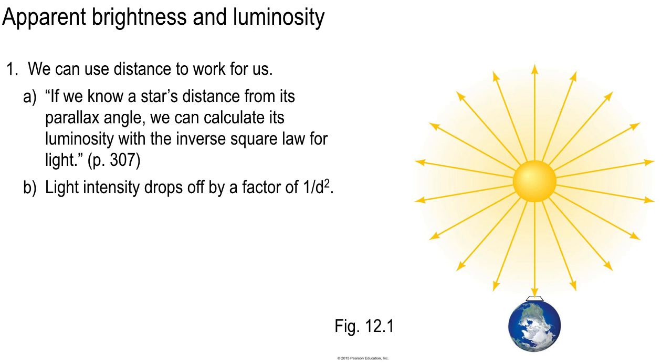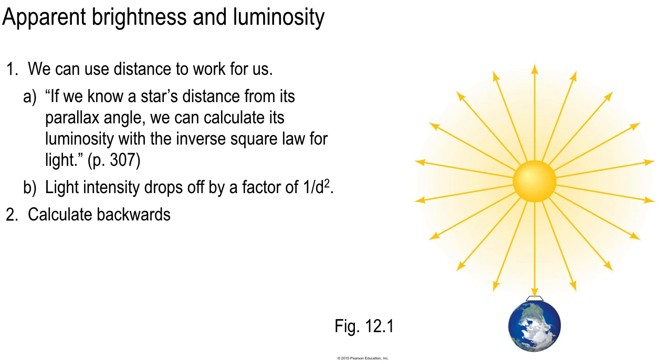So for instance, here's a diagram, figure 12.1. It's not to scale or anything, but here's the sun, and down here is a little portion, I guess that's supposed to be North America. Here's a 1 square meter piece of wood or photodetector facing straight at the sun. And by the time it gets out to Mars, if you do the same thing, it's quite a bit less intense.